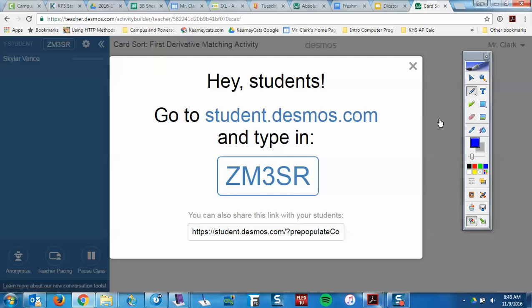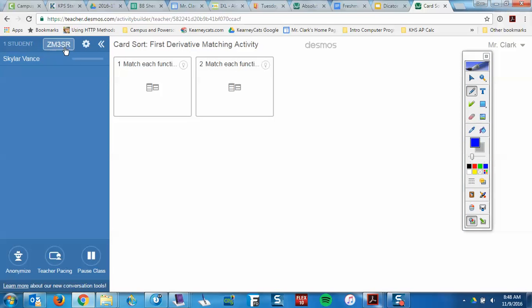All right, so those of you listening at home should be able to get on to this, I think. I don't think it has to be. I think it can be gotten on any time. So student.desmos.com, ZM3SR, and it's right up here in the corner, ZM3SR up here.